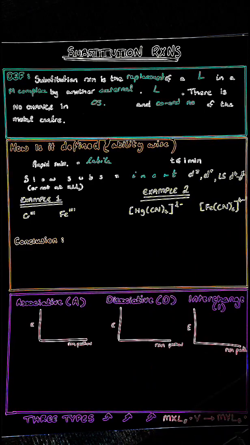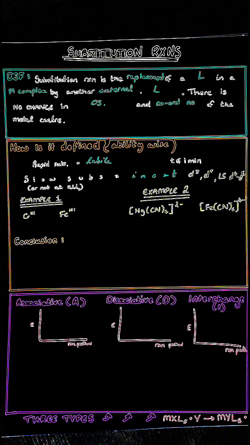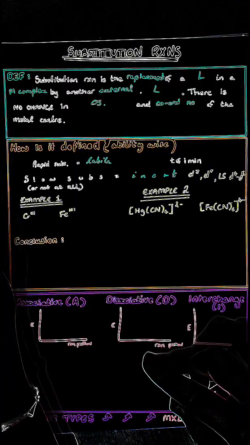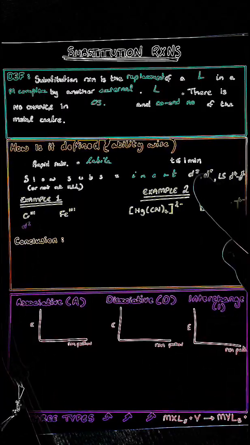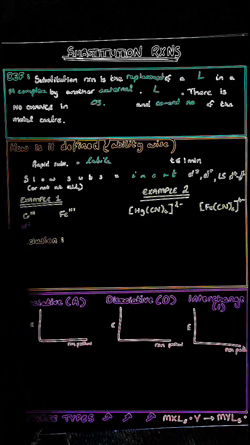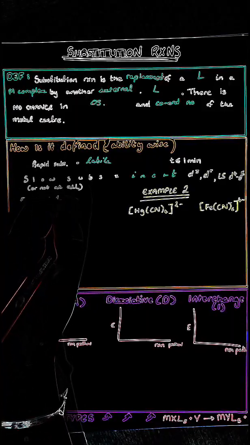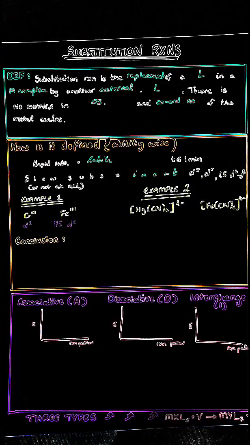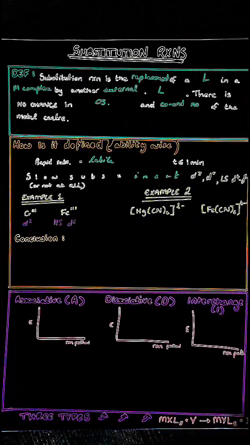So an example to prove this is chromium 3 and iron 3. These have similar Gibbs free energy values, but they have different rates of substitution, and this is because chromium is d3, which is inert, so that will be slow substitution, and Fe3 is high spin d5, which is labile. So this means that the thermodynamic values are useless in terms of substitution.